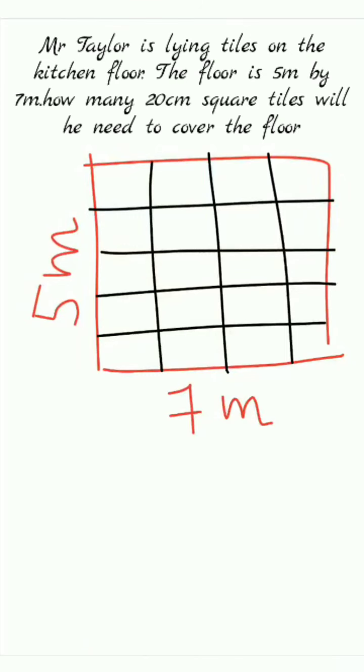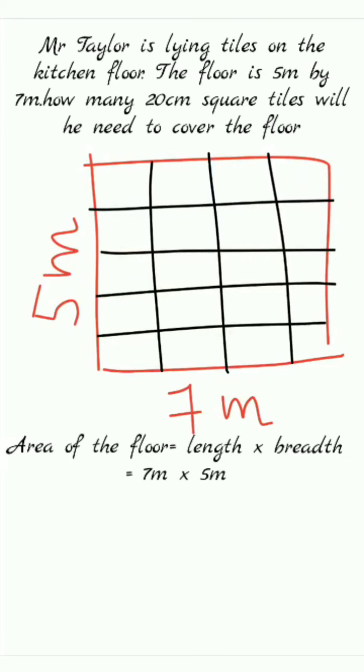So for that, which operation should be used here? We need to use division. So we need to divide the whole area by the area of the square tile. So first let us find out the area of the floor. Area of the floor is equal to length into breadth, that is equal to 7 meter into 5 meter.